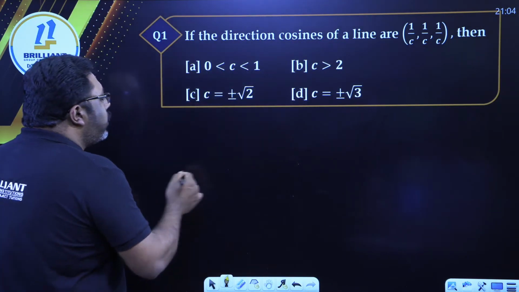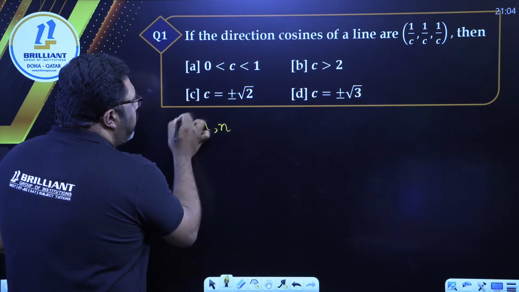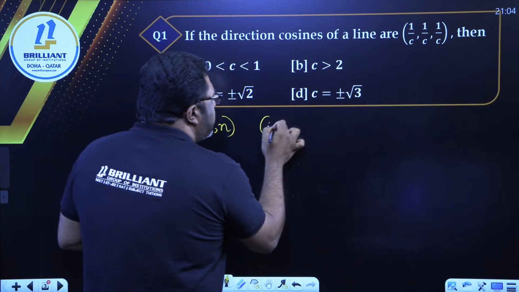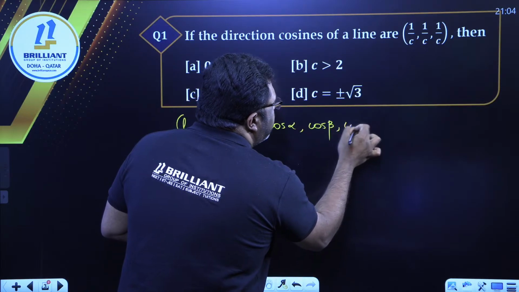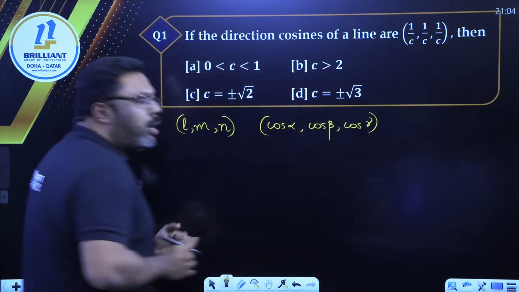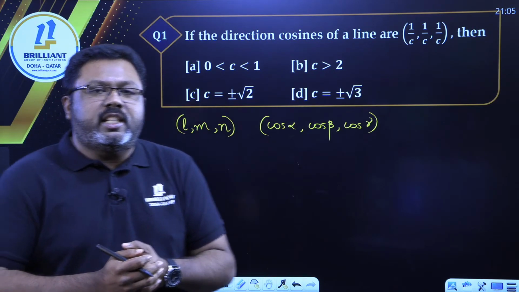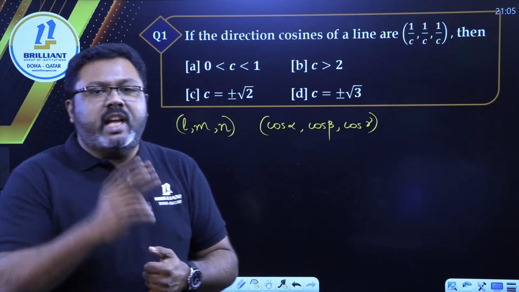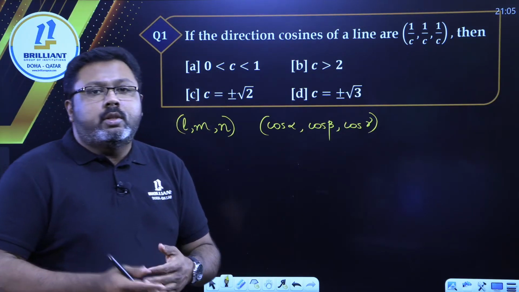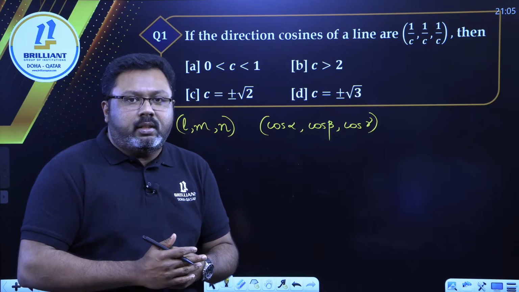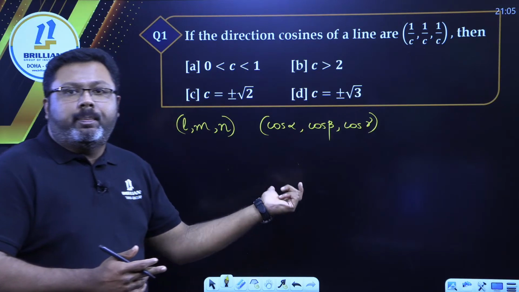So we should first know, normally we represent the direction cosines as L, M, N, or maybe sometimes also as cos alpha, cos beta, cos gamma. The question based on direction cosines is one of the most expected questions. I told you already when I took the chapter of vectors, the same concept comes in three-dimensional geometry also. So it's very important to know it.